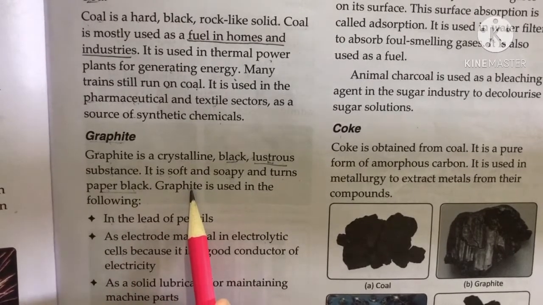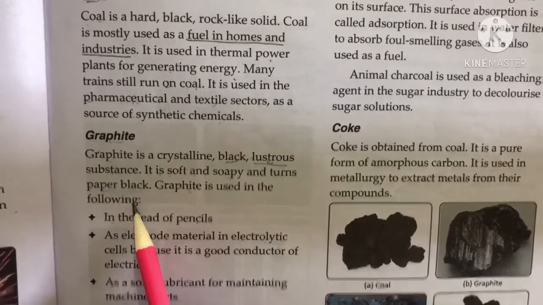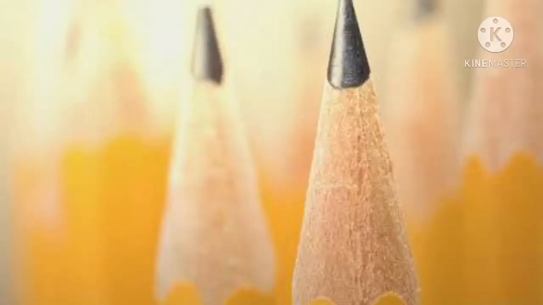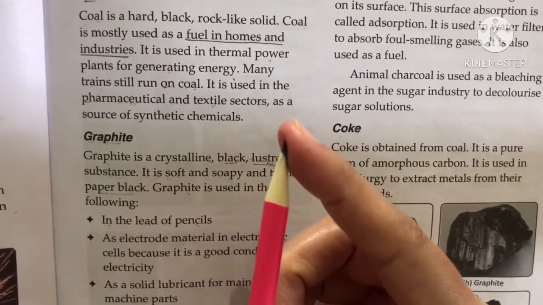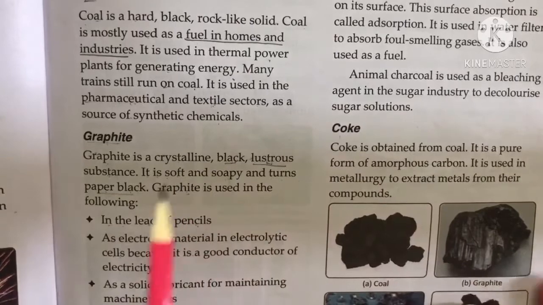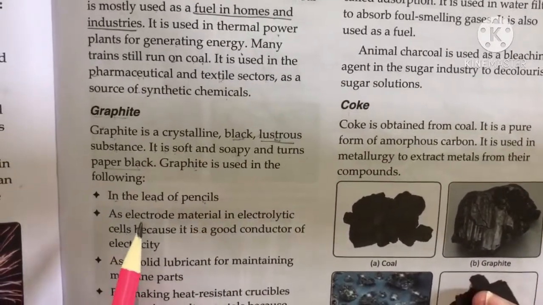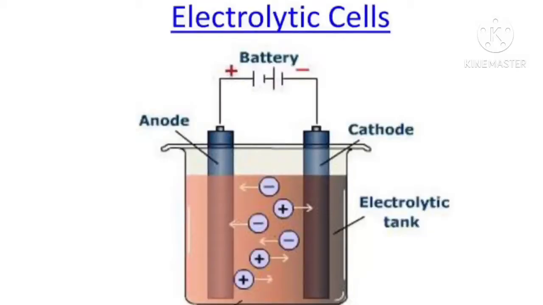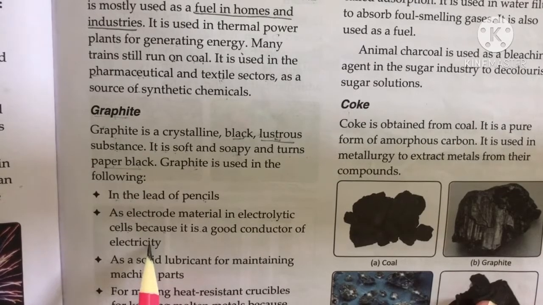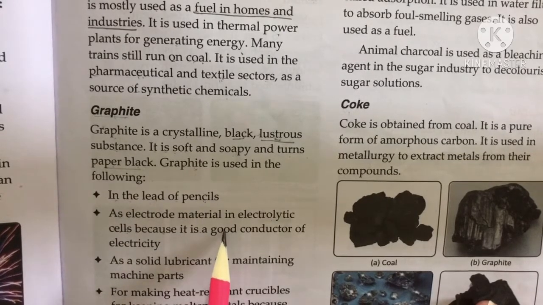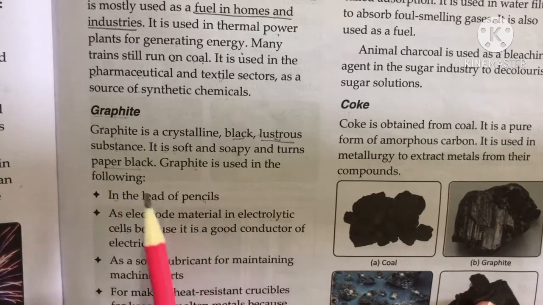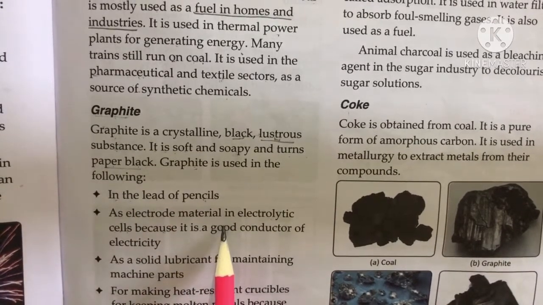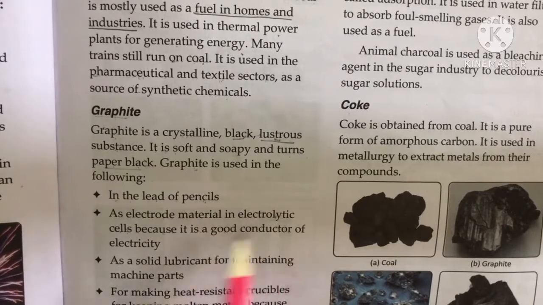Then graphite is used in the following. First one is in the lead of pencils. Here you can see this part is the lead of the pencil. It is also made up of graphite. Then as electrode material in electrolytic cells, because it is a good conductor of electricity. This is also an exceptional case because non-metals are bad conductors of heat and electricity, but graphite is a good conductor of heat and electricity. So that is why it is used in electrolytic cells.